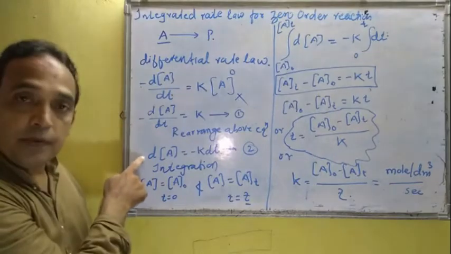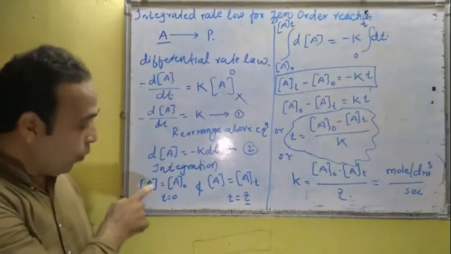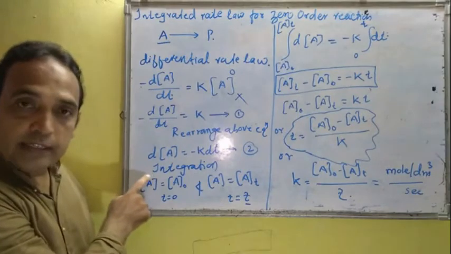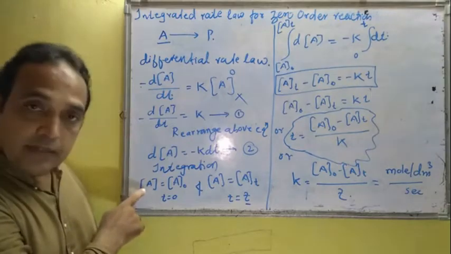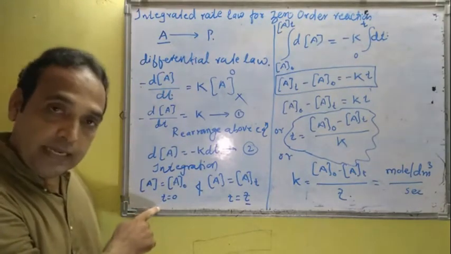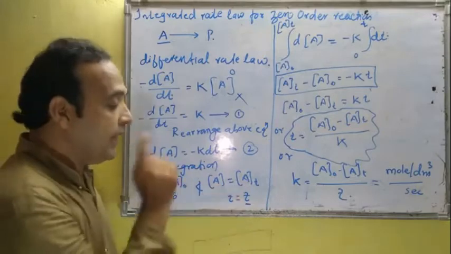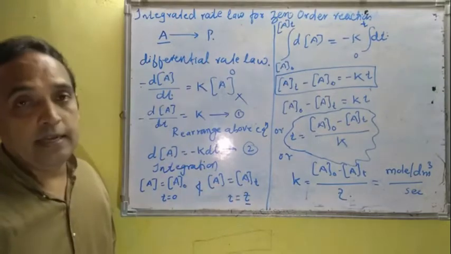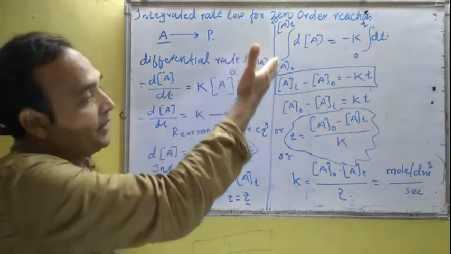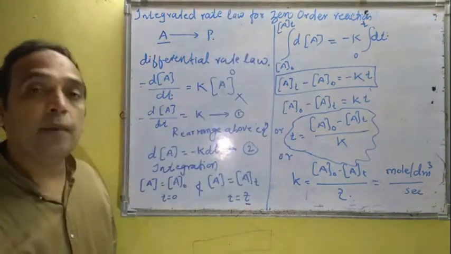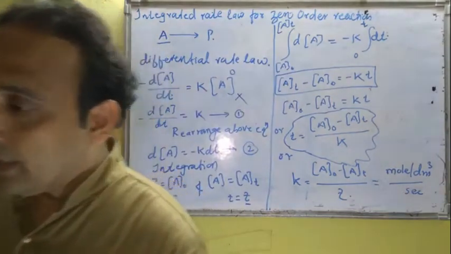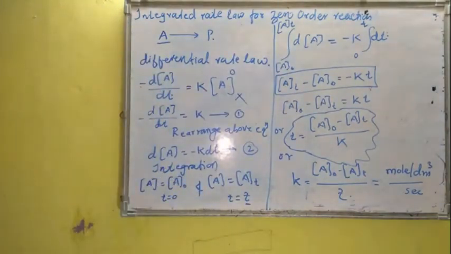Rearrange this equation. You will get here integration. Why will we do integration? क्योंकि मुझे ओवरऑल रिएक्शन का रेट फाइंड आउट करना है within the limits: A is equal to A0 when t is equal to 0 and A is equal to At when t is equal to t. Now after simple mathematics, finally you will get t is equal to A0 minus At upon K, and this is the integrated rate equation for zero order reaction.